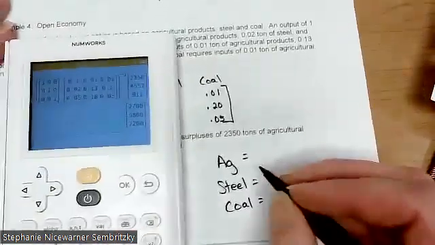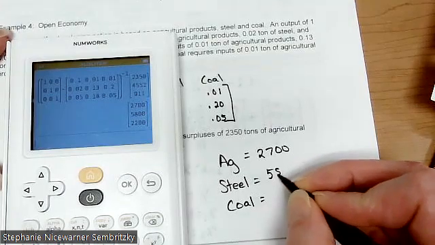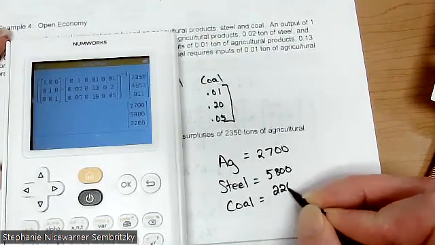So I got that we needed to produce 2,700 units of ag, 5,800 steel, and 2,200 coal.